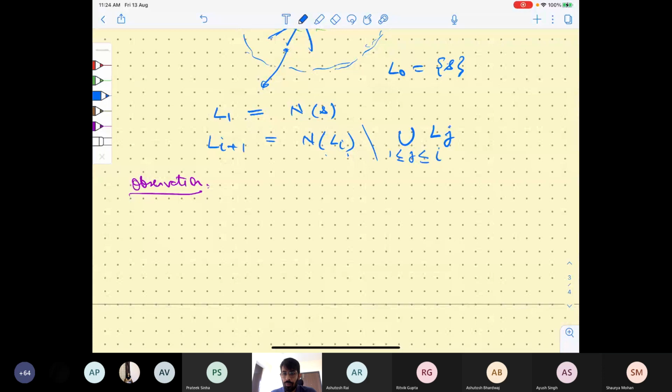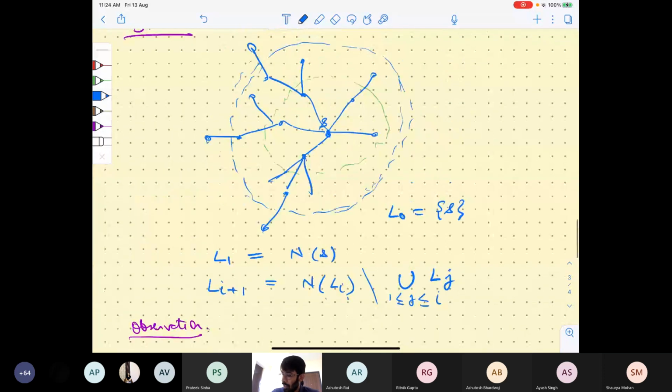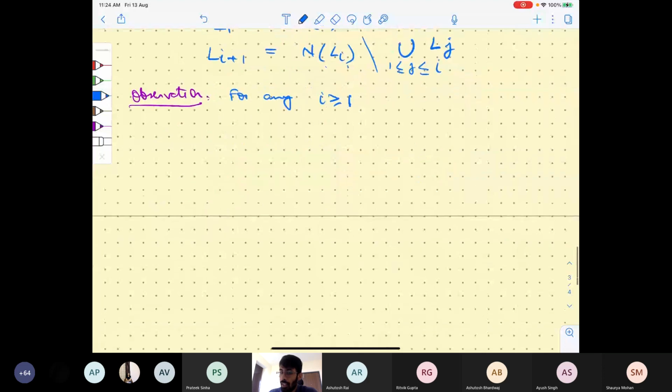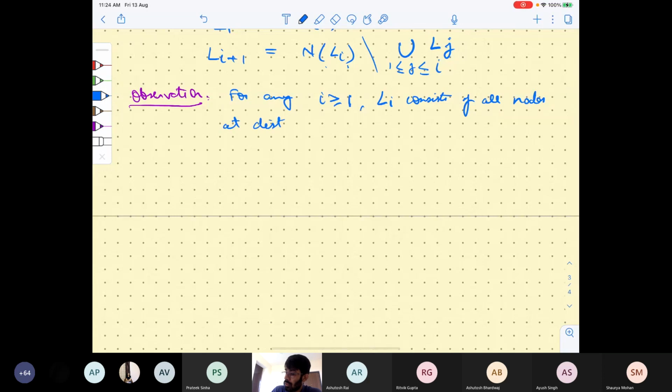So let's say that observation is, or it can be a lemma also, for any i greater than or equal to 1. If it is too easy for you, it's an observation. Otherwise, you can prove it also. For any i greater than or equal to 1, Li consists of all the nodes at distance i from S.